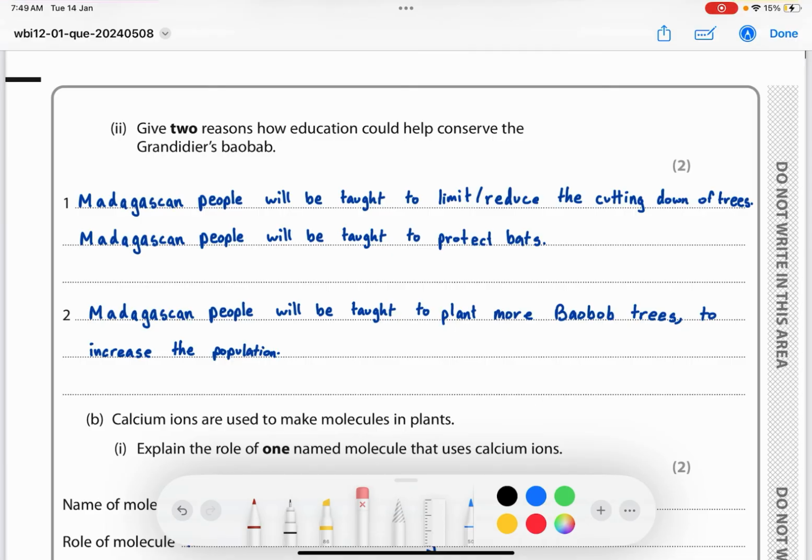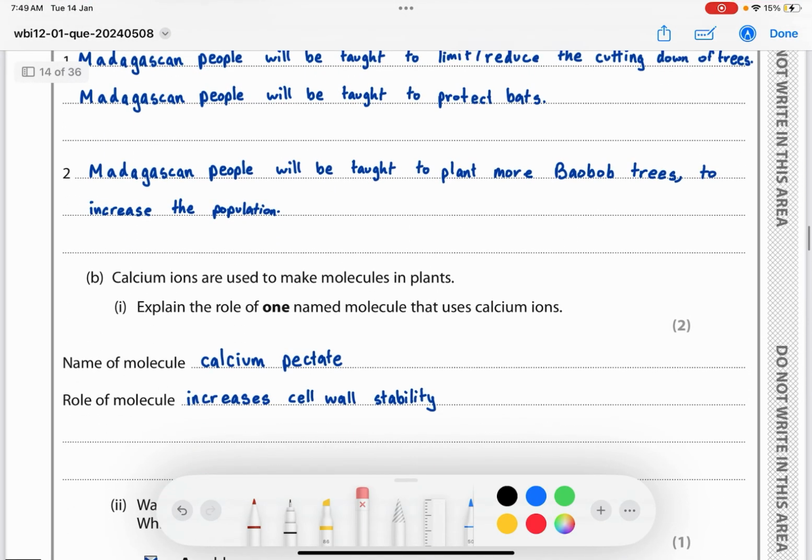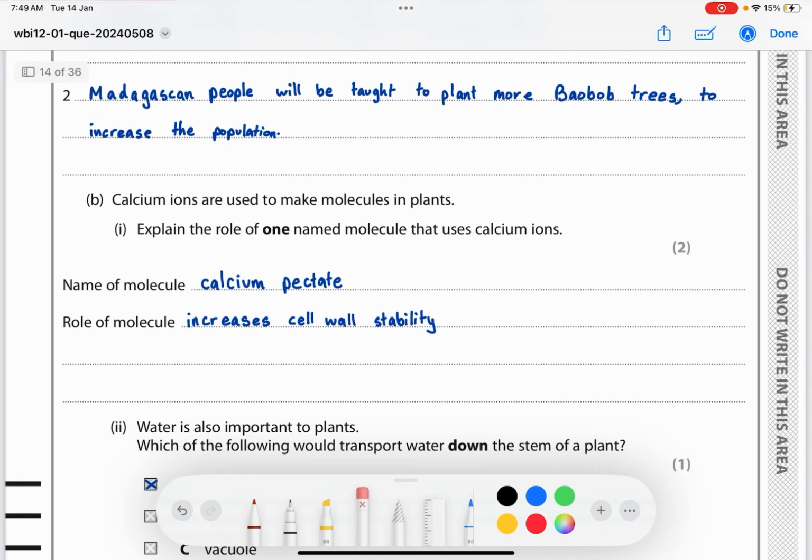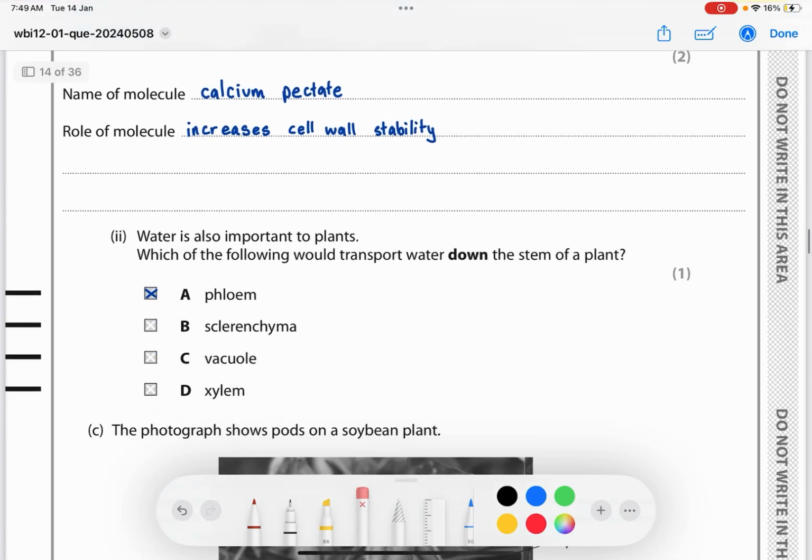So, yeah, it's pretty self-explanatory. Very nice, easy question. Now, part B. Calcium ions are used to make molecules in plants. So explain the role of one named molecule that uses calcium ions. So the name of the molecule is calcium pectate, and the role of this molecule is to increase cell wall stability.